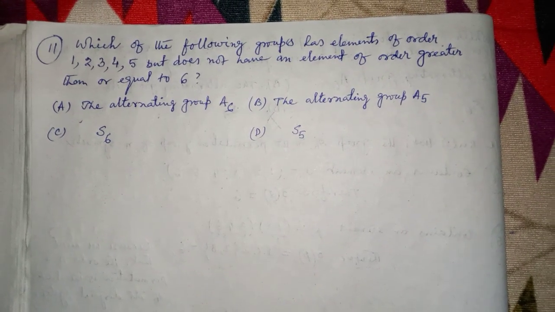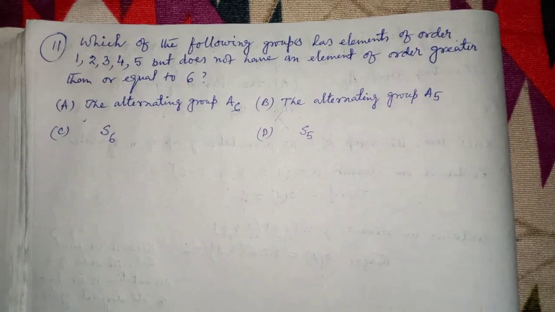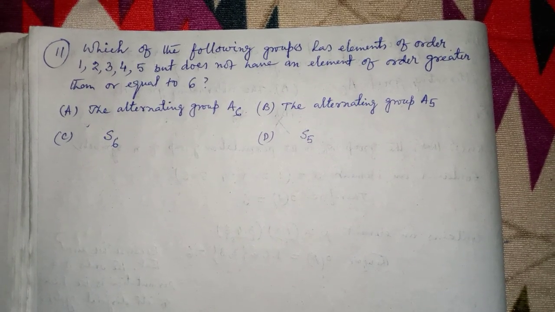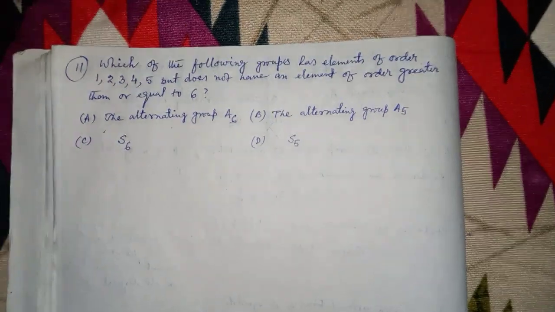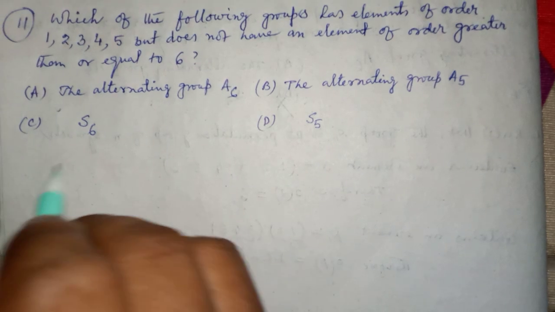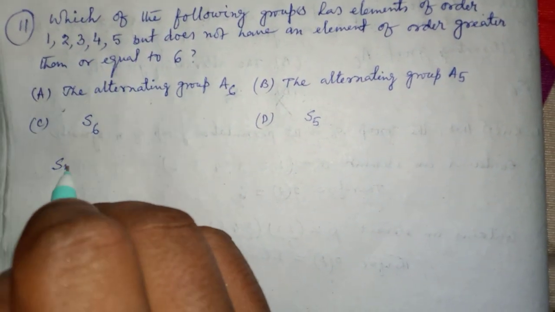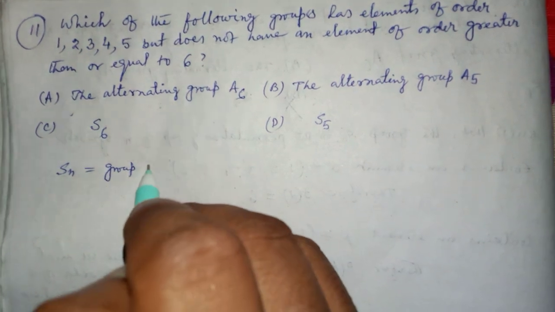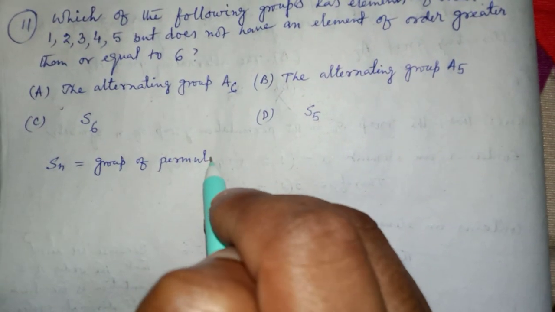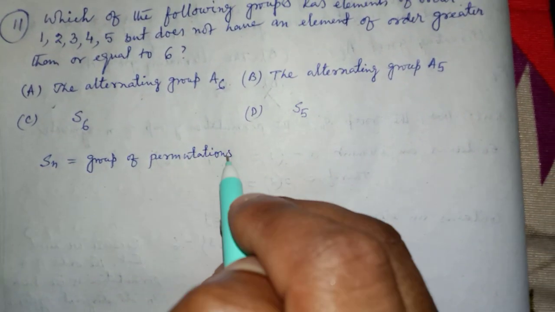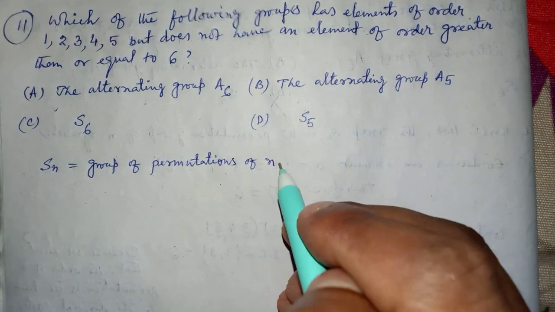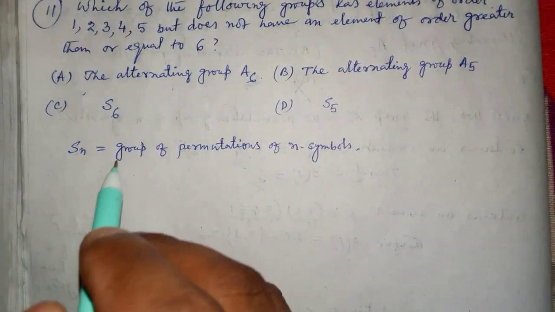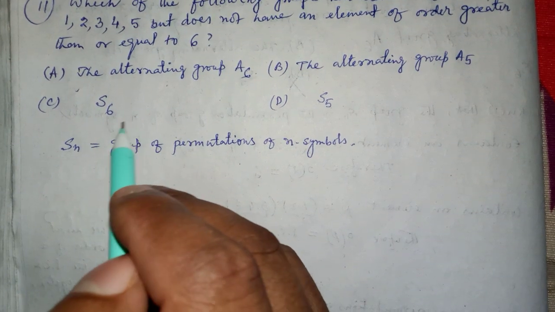So let us try to find out the group which contains an element of order 1, 2, 3, 4, 5 but does not have an element of order greater than or equal to 6. Here we know that the group Sn is the group of permutations of n symbols. So S6 is the group of permutation of 6 symbols.